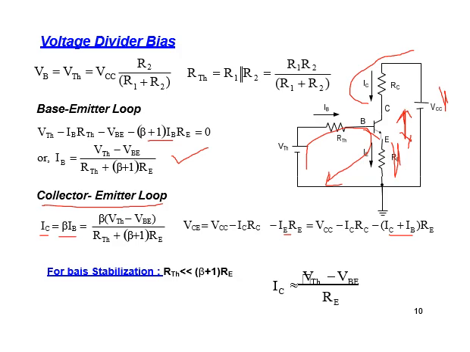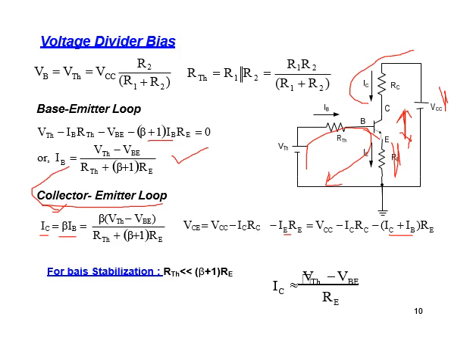Now here the expression for the collector current can also be obtained as IC is equal to beta times IB. The value of IB is replaced from this equation. Now here this expression becomes IC equals beta times VTH minus VB upon RTH plus beta plus 1 times RE.